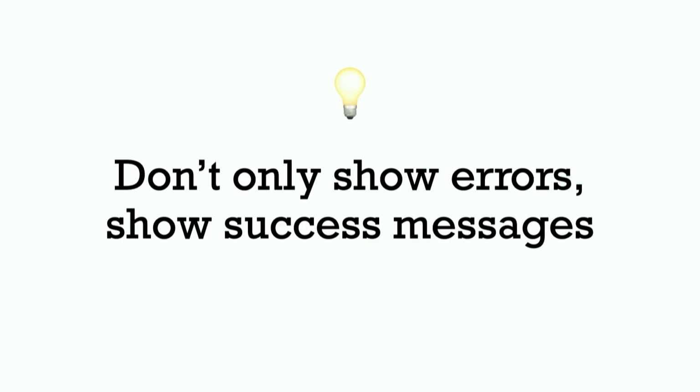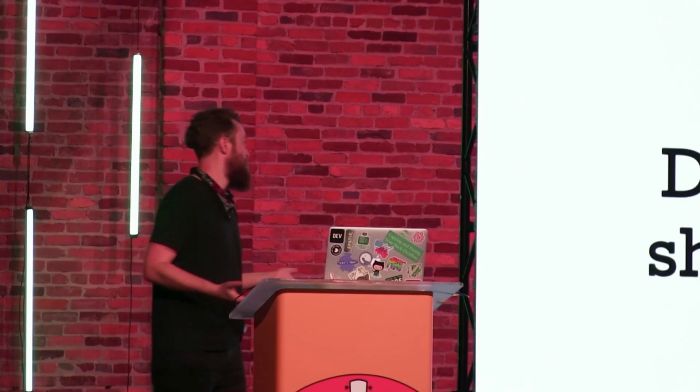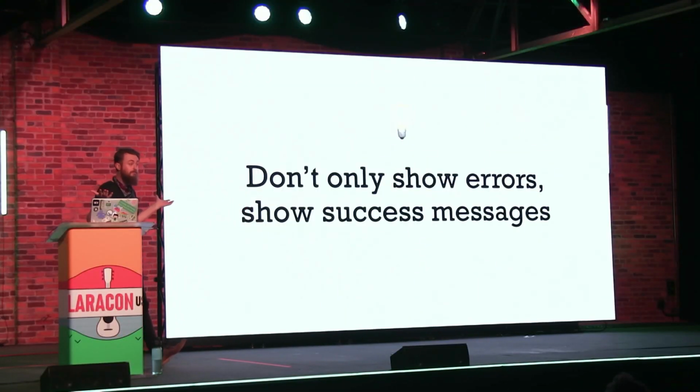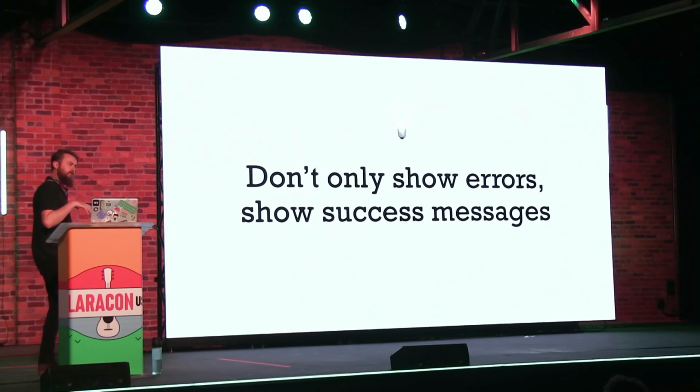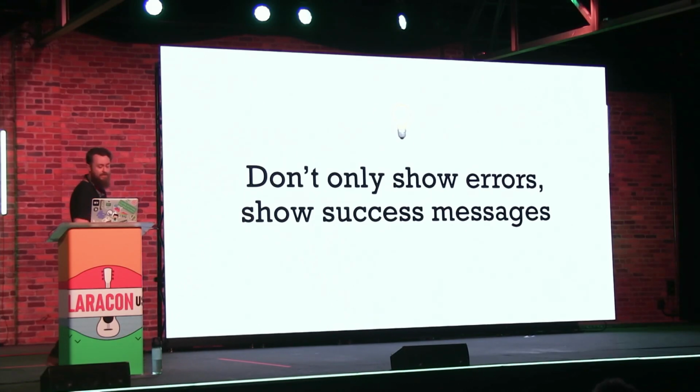And that is, don't only show errors, show success messages. I don't like to be told that I'm doing something wrong. I'm a child, basically. And that doesn't make me feel good. I want to be told I did a good job, right? Now I'm not saying all users are children, but sometimes it can feel like that. But we want to make sure that we're also telling them that they've done a good job. We want to encourage them. We want to make them feel good and give them a positive experience using our applications.